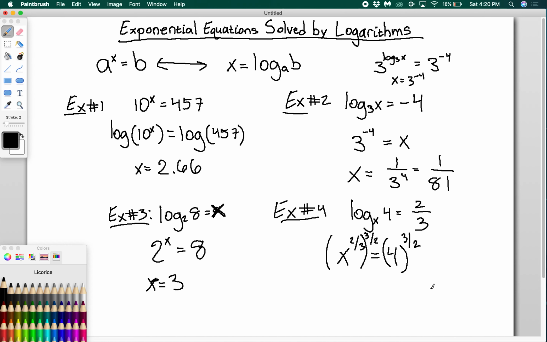Because if I do that, the way you do a power to a power is you multiply the powers. So 2/3 times 3/2 is 1, and I get x equals 4 to the 3/2. And then I can do this out. This 1/2 is just the square root. So the square root of 4 is 2, and 2 to the 3 is 8. So 4 to the 3/2 is going to be 8. So this is how you use logarithms to solve exponential equations, and also use exponents to solve equations that use logarithms.